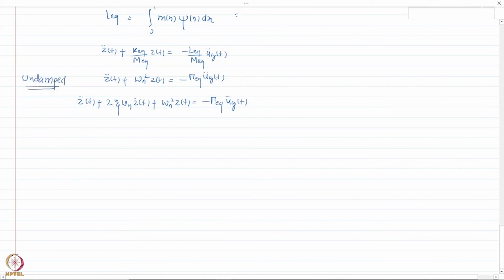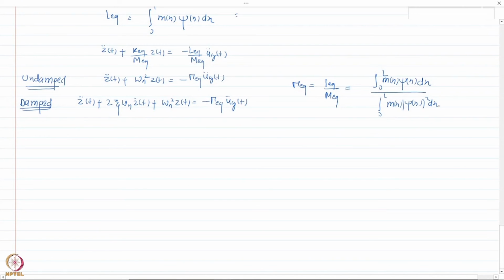So this is for the undamped system. And if I know the value of damping experimentally, or let us say assuming some ratio, I can formulate this equation like this. Okay, and this gamma equivalent is nothing but L equivalent divided by M equivalent, which if you like to write in terms of phi x and mx, it would be integral 0 to L, and here it would be integral of mx phi x square dx.